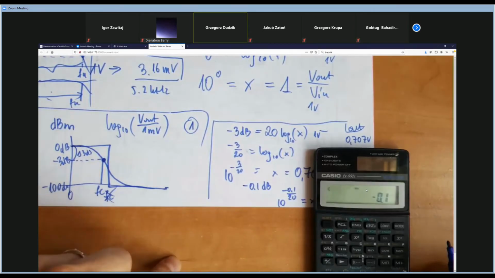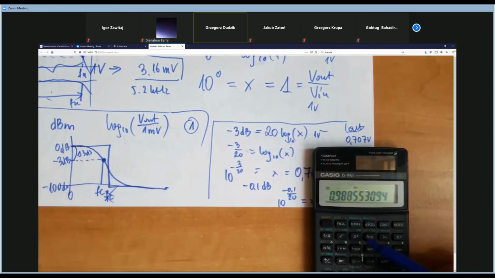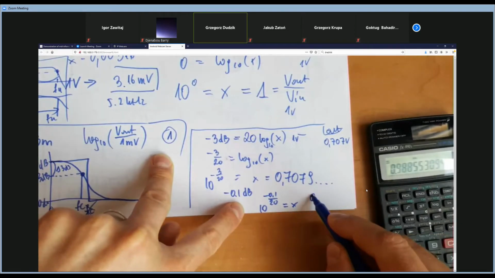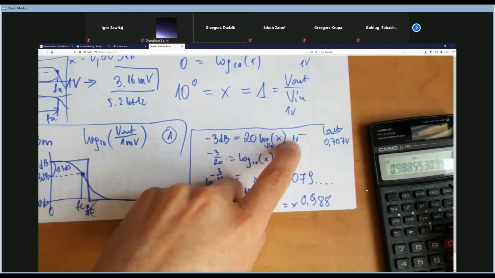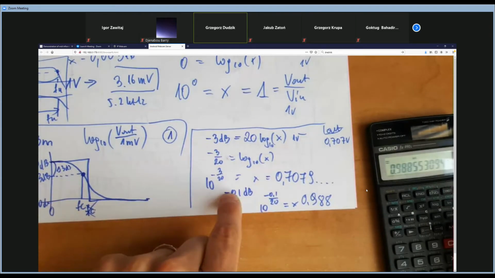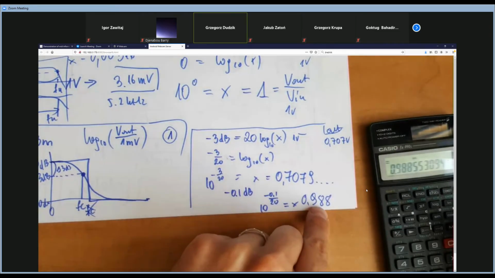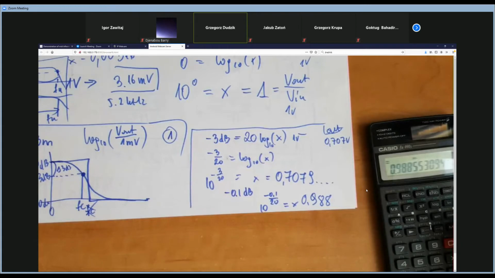Minus over 20. Look, it is 0.98. It is almost 0.99. It means that for a signal equal to 1 volt, for such a frequency, when the amplitude is decreasing by 0.1 dB, we will have 0.98 volts, almost 1 volt. Do you see it? So the drop of the signal is equal to 1%.